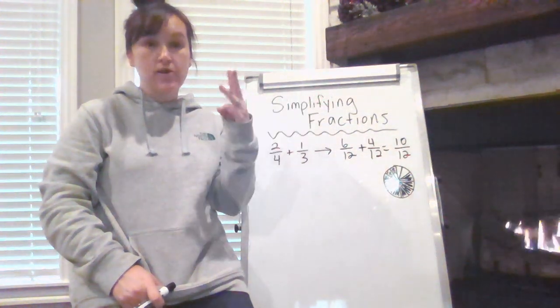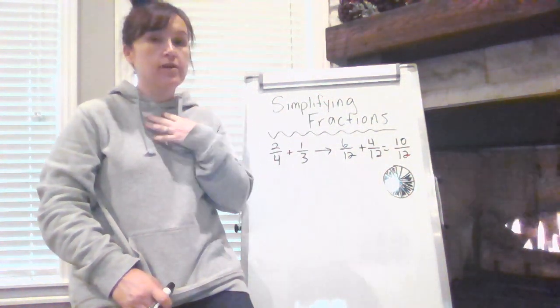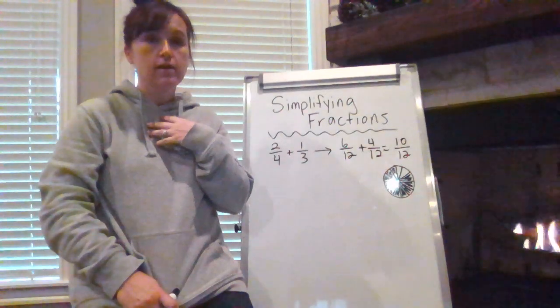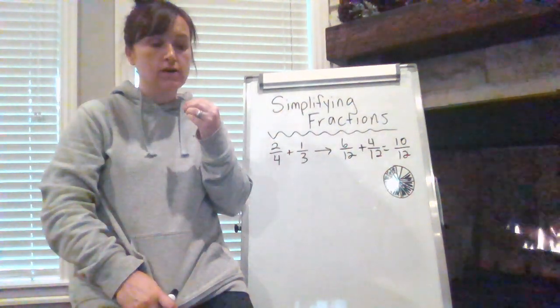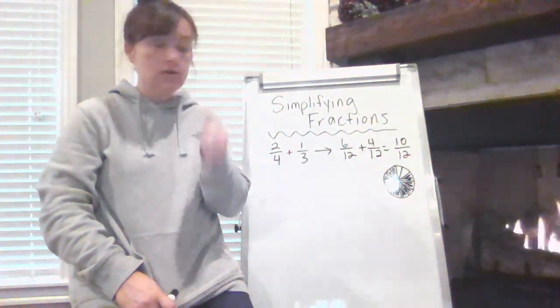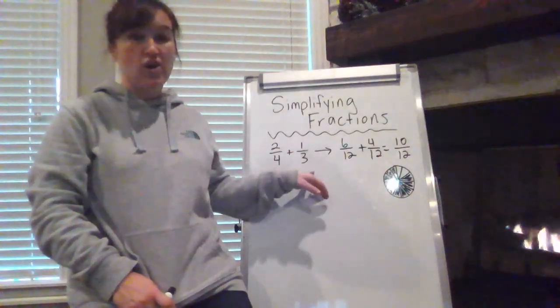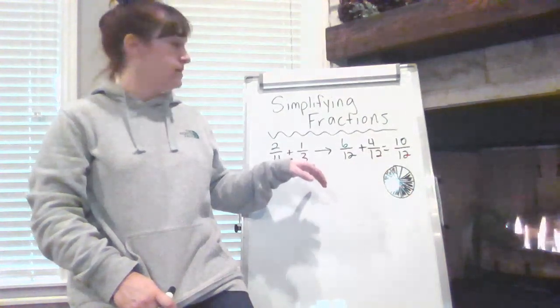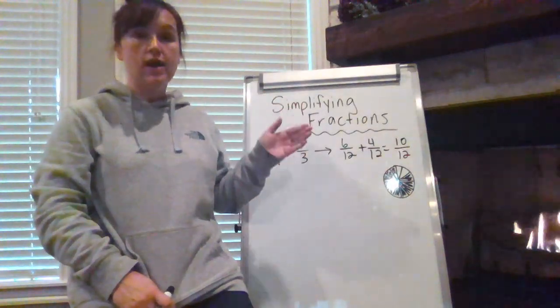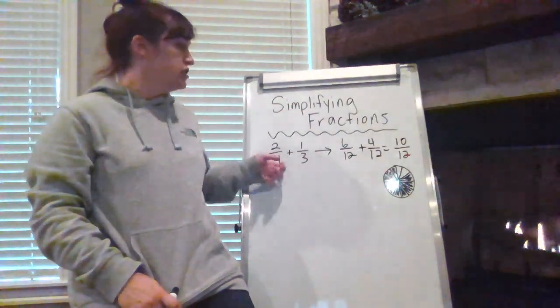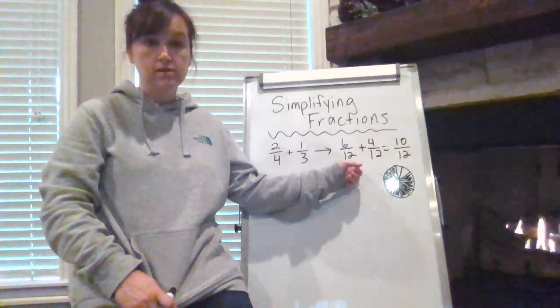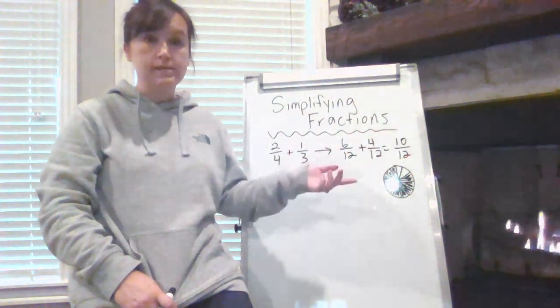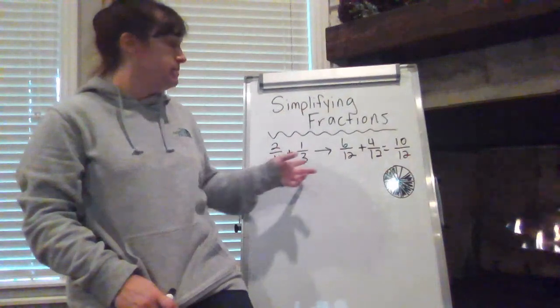Hello, video 3. Hopefully you've already watched me give a mini lesson on finding the common denominator when you're adding fractions that aren't cut in the same size pieces. And then the second video was finding equivalent fractions. So changing 2/4 into 6/12, cutting them into smaller pieces so that we can make these sizes match.